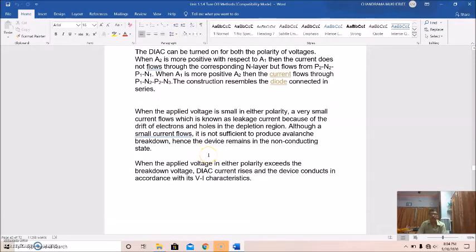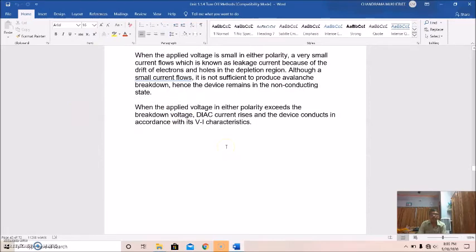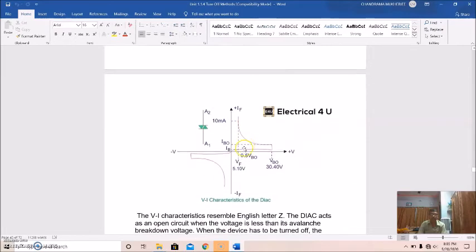When voltage is applied in either polarity, a very small current flows, which is known as the leakage current, because of the drift of electrons and holes in the depletion region. Although a small current flows, it is not sufficient to produce avalanche breakdown, hence the device remains in the non-conducting state. When the applied voltage of either polarity exceeds the breakover voltage, the DIAC current rises, and the device conducts in accordance with the characteristic that is shown here.